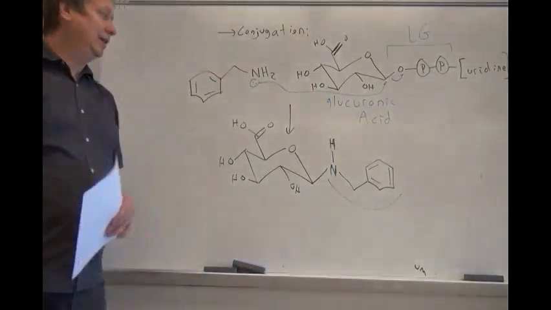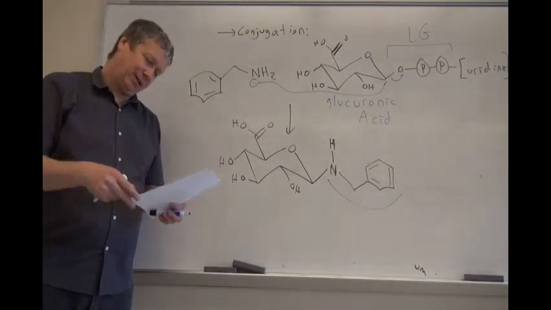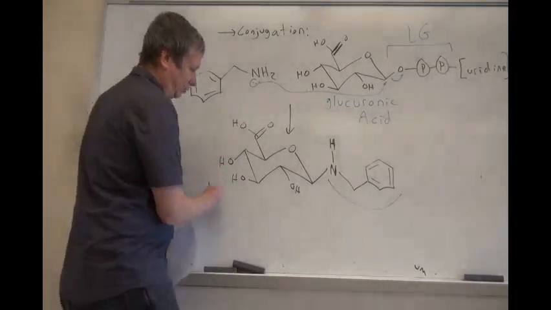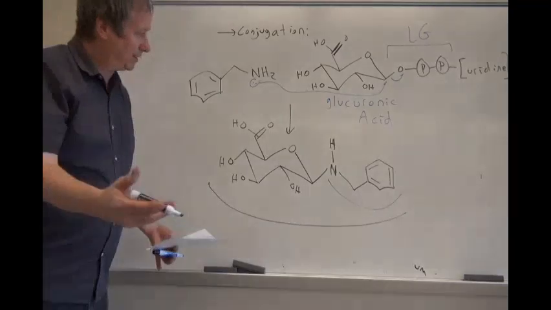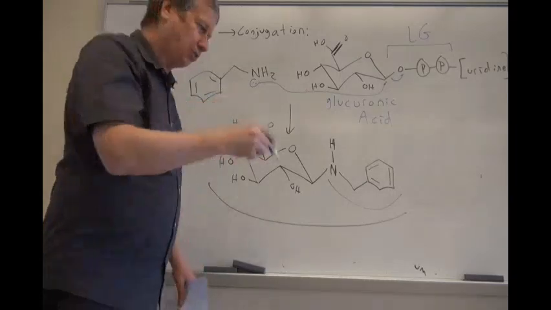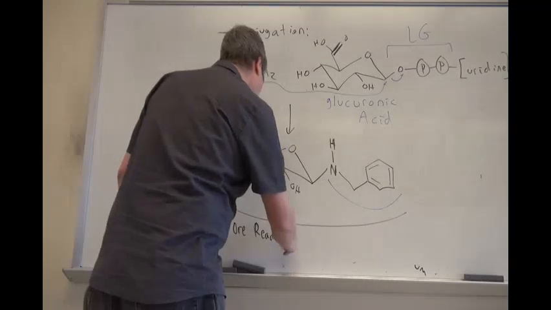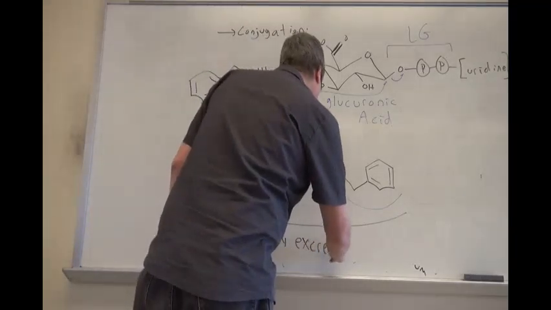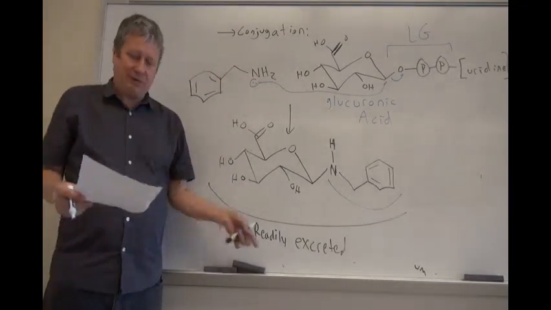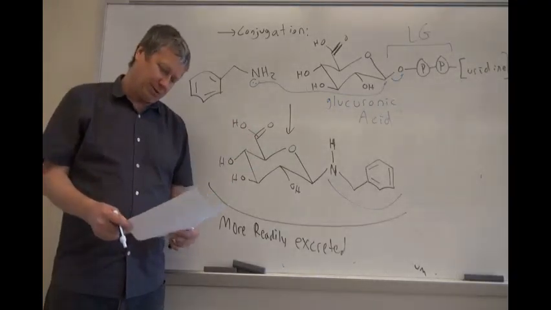So this is an example of how attachment of a polar conjugate would enhance the excretion. Because overall, this whole thing is now superpolar. Why is it superpolar? You have all the hydroxy groups, the carboxylic acid. So this is more readily excreted. So that's what we call phase 2 metabolism. Phase 1 metabolism we'll get into also. It's also introduction of functional groups into molecules.